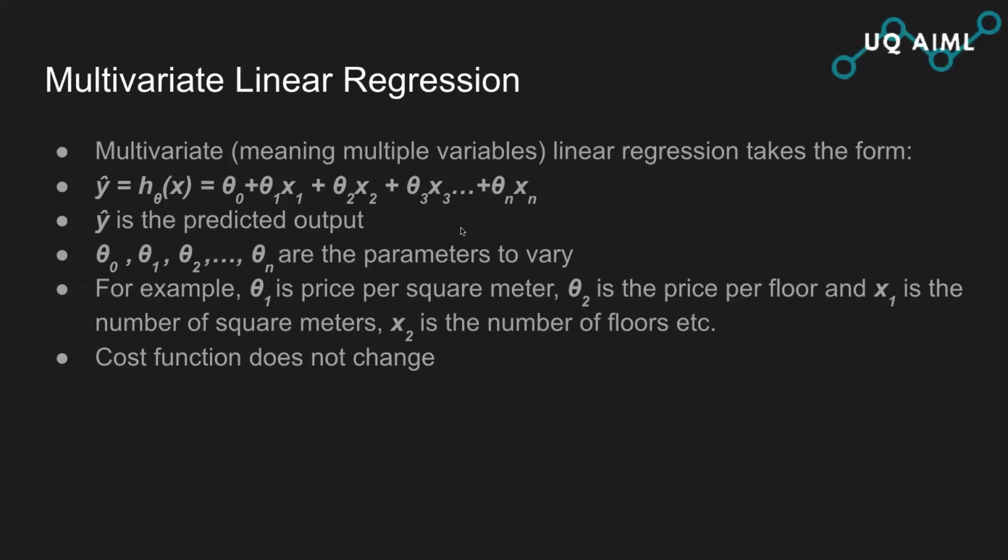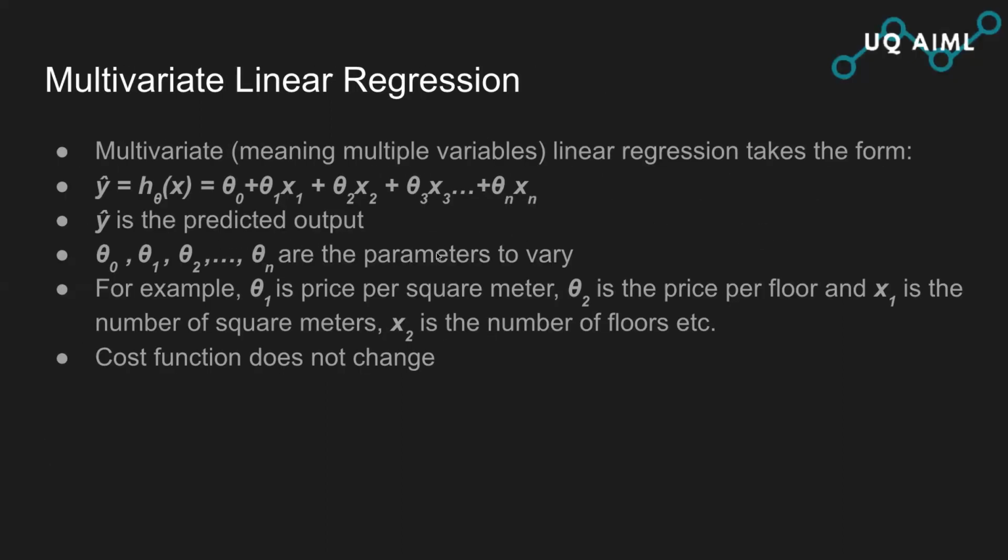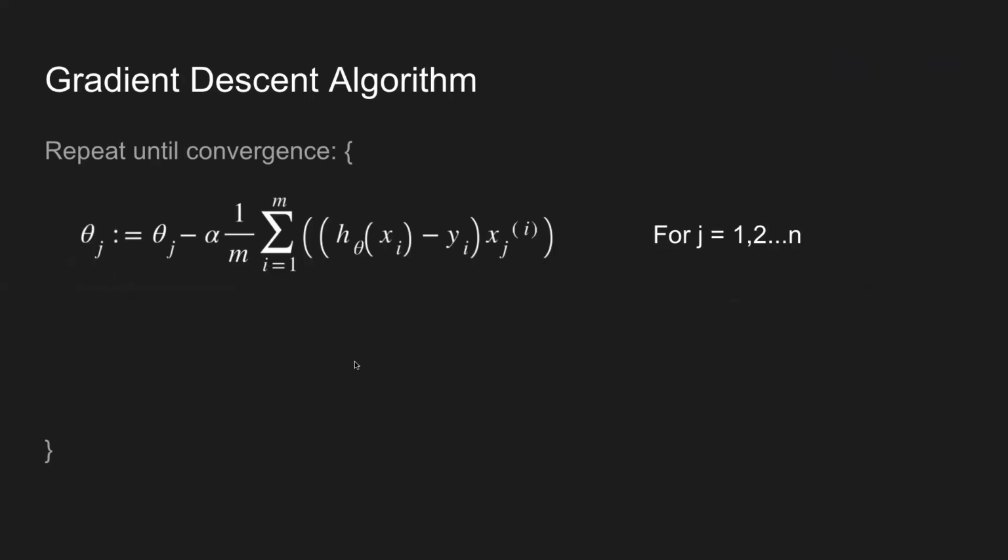One more thing: the cost function doesn't change with multiple linear regression. It's the same cost function. And the gradient descent algorithm is kind of the same. Just be careful of this notation here, x_j^(i). What this is saying is that if you want to update your sixth parameter, you need to multiply by the sixth feature's value in the ith training example.